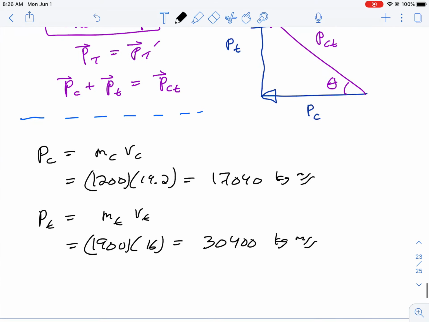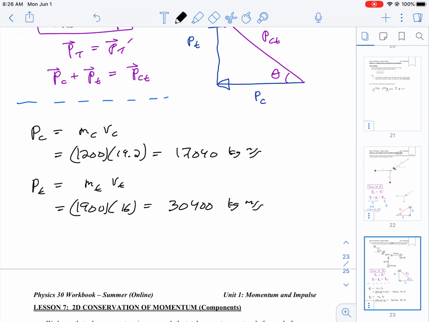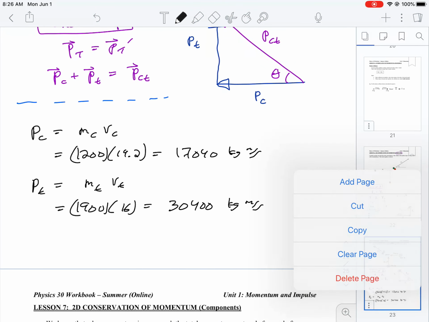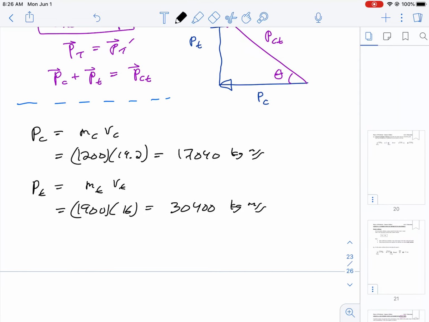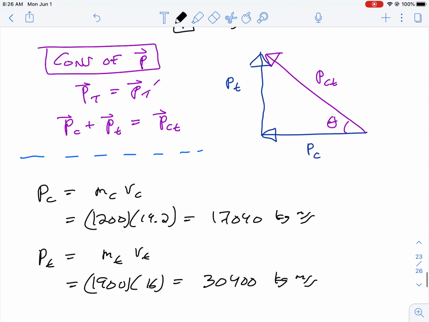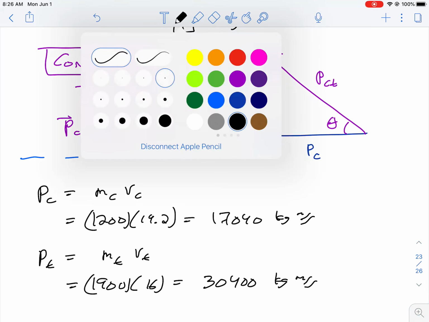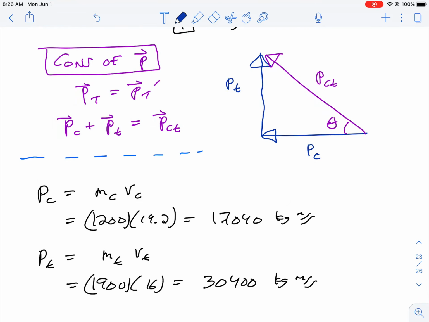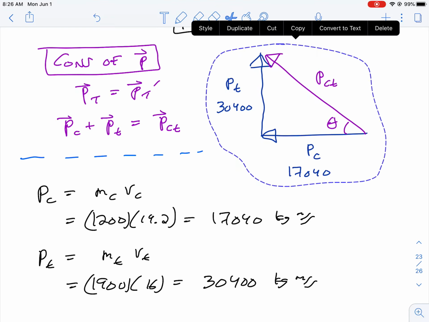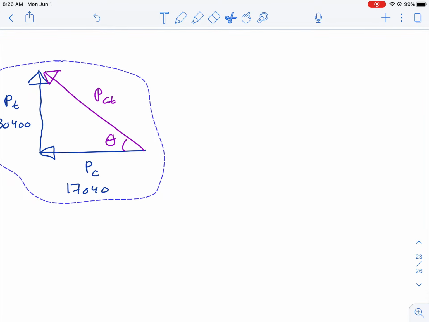All right, I'm a big writer. I think I'm going to need another page here. There you go, magic. Excellent. Let's put those numbers onto the triangle. So momentum of the car, 17,040. Truck, 30,400. Okay, and I am just going to transfer this over to the next page for myself. Copy that. Bring it down. And there we go.